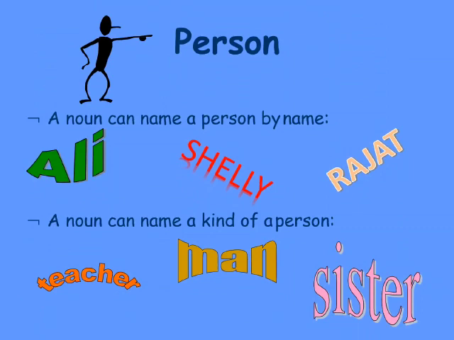If we talk about a person, a noun can name a person, like Ali, Shali, Rajat, Rhythm, Sanya, Sneh, etc. A noun can name a kind of person, which can be related to profession, like teacher, man, sister, doctor, etc.